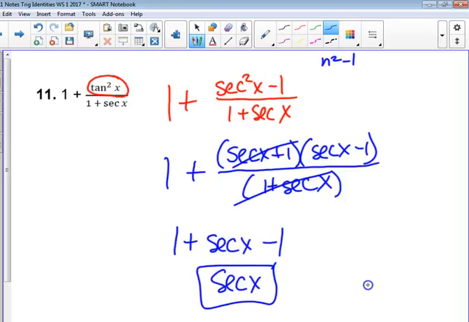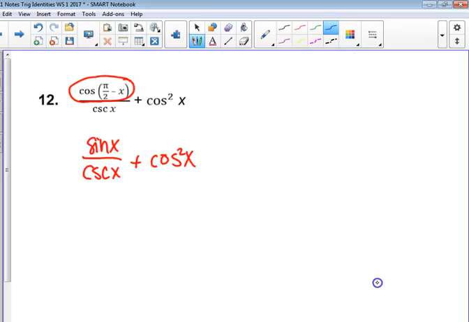That one actually wasn't that bad. I don't know if you would have thought to try that. Some of you did. Curtin was right on top of that. All right, what else? Do you want to finish 12?